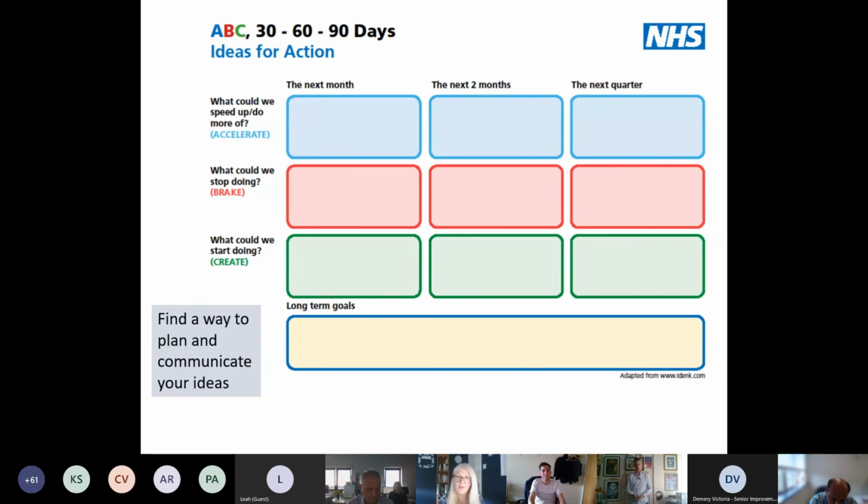So this is a simple format for ideas for action, and it's got an ABC. It's really about, in the next month, what could we speed up and do more of? So what can we accelerate in the next 2 months and in the next quarter? So you're just chunking it up into bite-sized, manageable pieces. What could we stop doing? This is about putting a brake on. When you do your process mapping and you've had your discussion, there may be things that are obvious that you could stop and that aren't adding any value at all. What could we start doing? So what could you create? This feeds into, again, the aim, the long-term goals. It's just different ways of framing what it is you're trying to achieve, and what you can start doing, again, in those bite-sized pieces. What should we do? What's the test for change here? And again, with all of these templates and documents, they're not set in stone. You can adapt and change, and it's just a way of planning and communicating your ideas. Thanks, Nick.